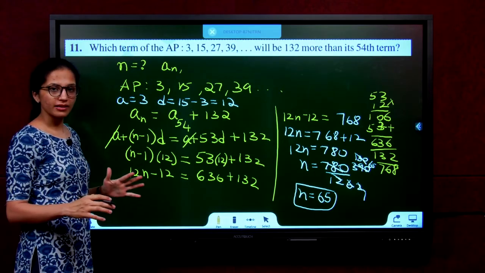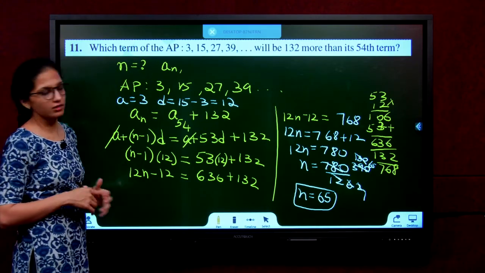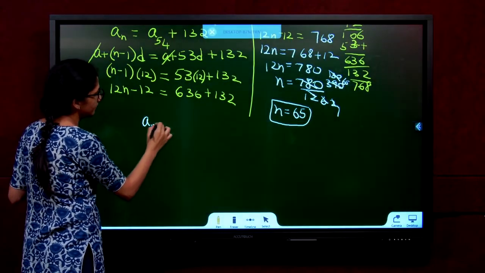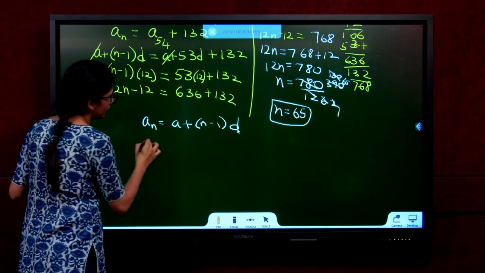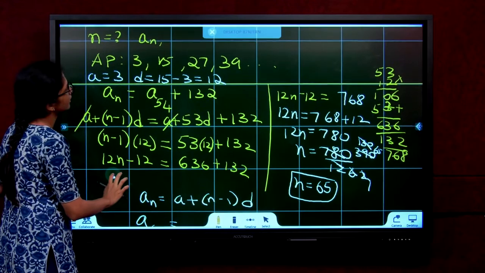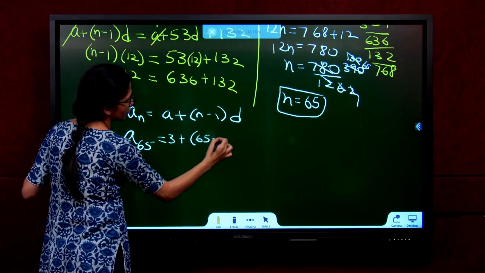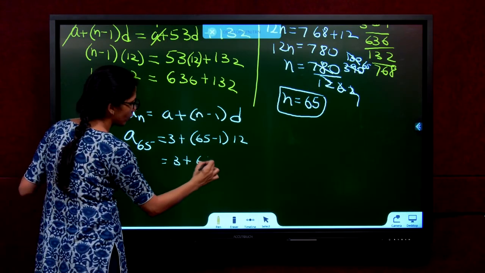You can stop right here. Suppose they ask you which term, they ask you what is the value of the term. So we'll have to find an also. So what will be an? A plus n minus 1 into d. We want a65. What is a? 3. So 3 plus 65 minus 1 into 12. 3 plus 64 into 12.